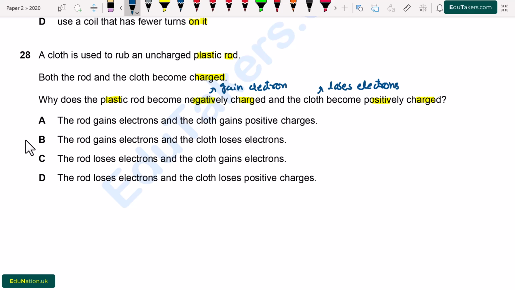From here, option B is correct, which shows that the rod gains electrons but the cloth loses electrons. So option B is correct. All other options are incorrect because they show other statements, like the rod may lose electrons and the cloth gains positive charges. So the only correct statement is B.